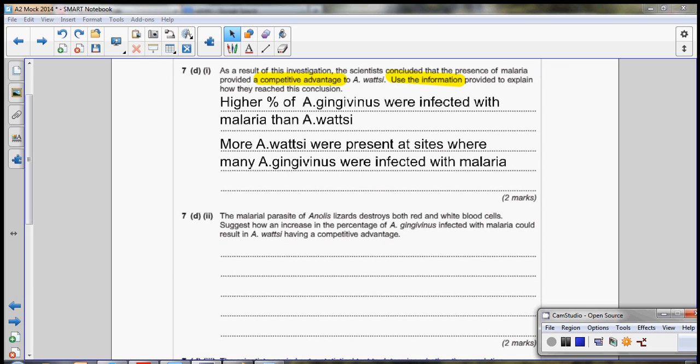So here's my answer. I've said that a higher percentage of A. gingivinus were infected with malaria than A. wattsi, and more A. wattsi were present at sites where many A. gingivinus were infected with malaria. The basic idea here is that by killing or harming the A. gingivinus lizards, it seems to be providing an advantage to the A. wattsi lizards that seem to be being infected less. However, you can only get the marks if you have used data from the table, and those are the two bits of data that examiners wanted you to comment on.